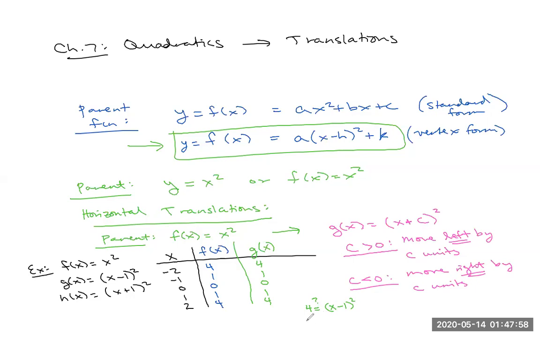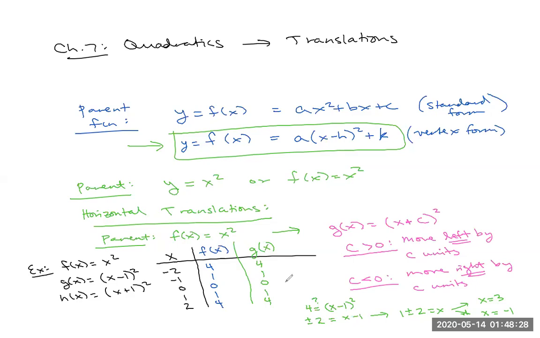Remember, you need to take the square root of both sides, so that'd be plus or minus 2 equals x minus 1. And then we would need to add 1 to both sides, so 1 plus or minus 2 equals x, which gives us 2 results. X equals 3, and x equals -1.